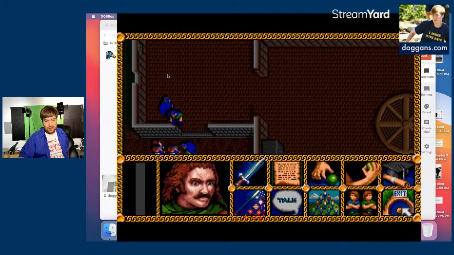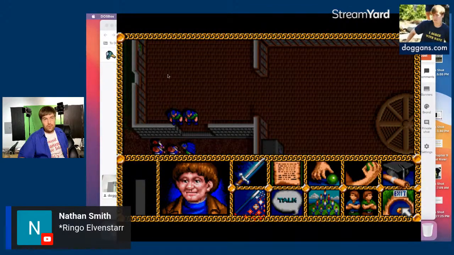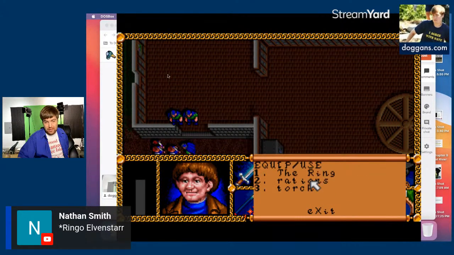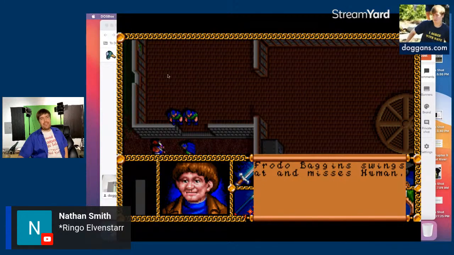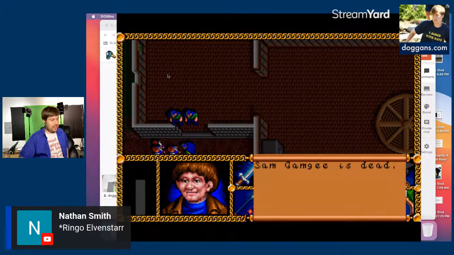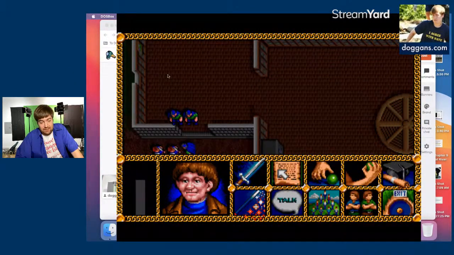Okay, Pippin's unconscious now. Lord of the Ringo Evenstar. Oh, now I can equip. Torch. I don't know why it didn't let me equip earlier, but now that I have Torch, Sam is dead. Sam's dead. The mission is screwed now.